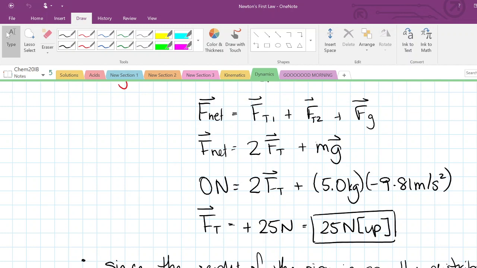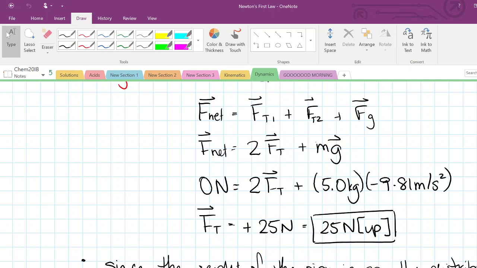So therefore, the weight of the sign is equally distributed between both strings. So the force of tension in each string equals 25 newtons. So that's the first example. We did an example similar to this during class time when we were talking about free body diagrams.